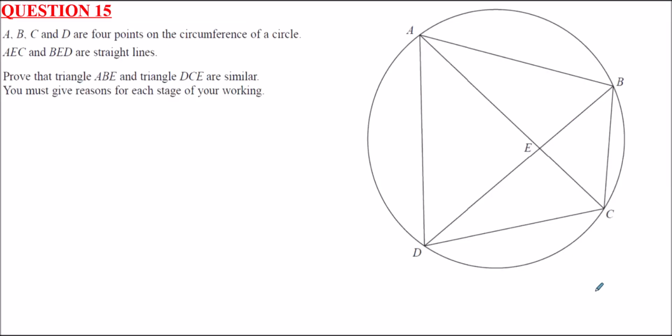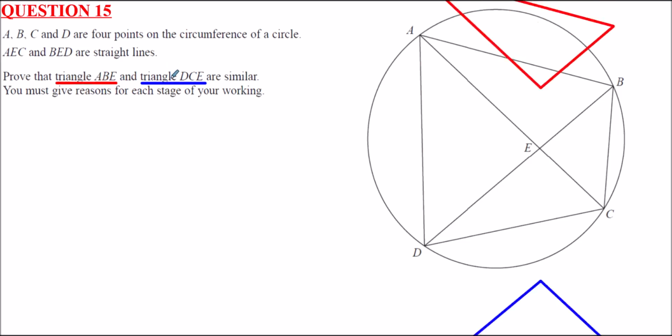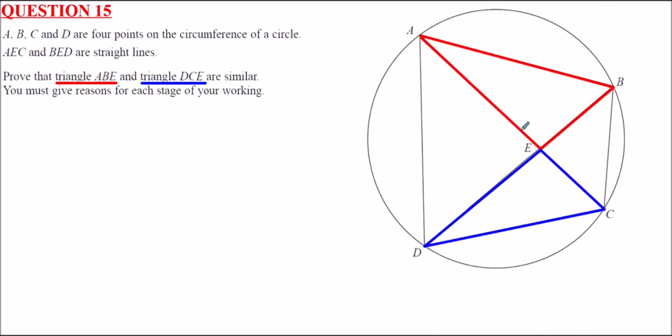Question 15 is a good old circle theorem question. A, B, C and D are all points on the circumference. AEC and BED are straight lines. We have to prove that triangles ABE and DCE are similar. So ABE I'm going to highlight in red, DCE I'm going to highlight in blue. Here they are. So I need to show that these two are similar.